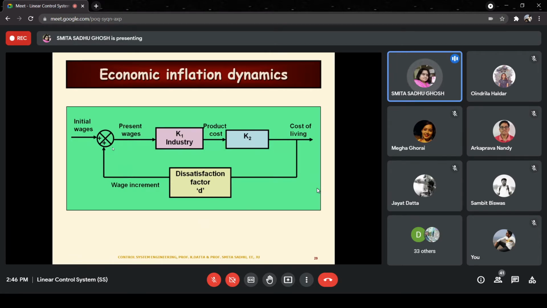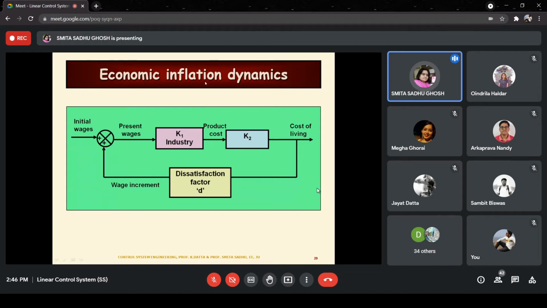Now we will go to another example, an example of economic inflation dynamics. I hope you can see slide number 29. If not, let me know. Here again, we are going to consider a very simplistic example, but it is going to serve some purpose for us as far as the examples are concerned.